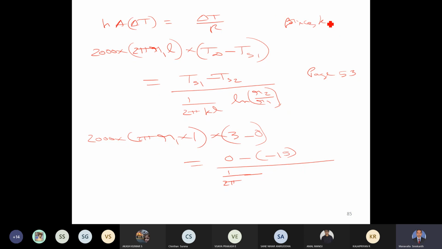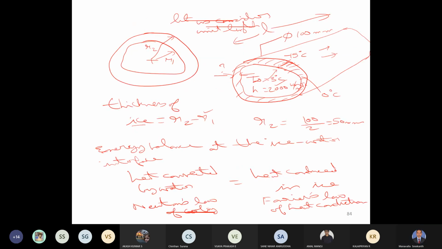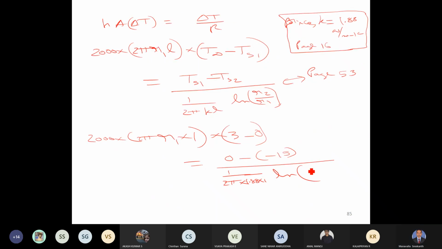we are not given this value in the problem, so we'll have to find it from the textbook, data book. So where to find this value, conductivity of ice, in the data book? You can refer to page 16 of the data book. You'll see that at 0 degrees Celsius, conductivity of ice is 1.88. So this is from page 16 of the data book. This formula is from page 53 of the data book. So K is 1.88. That's what we'll take, by logarithm of R2 by R1. R2 is known to us, that is 50 millimeters. So it will be 50 multiplied by 10 power minus 3 divided by R1.